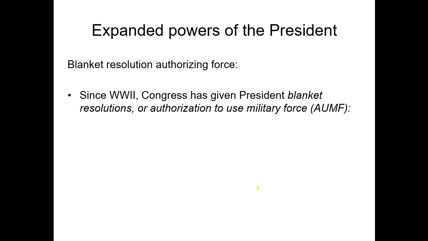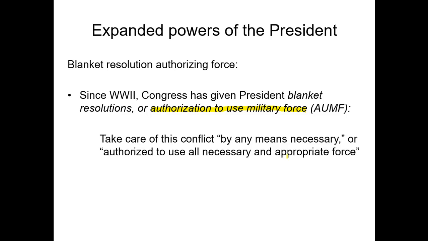Now, one of these is what we'll call here a blanket resolution authorizing force, in some cases called the authorization to use military force. There've been several episodes since World War II where Congress has given the President authorization, basically a blank check, to take care of this problem. And the wording is such that it says by any means necessary, or in the case of the 2001 War on Terror resolution, authorized to use all necessary and appropriate force.